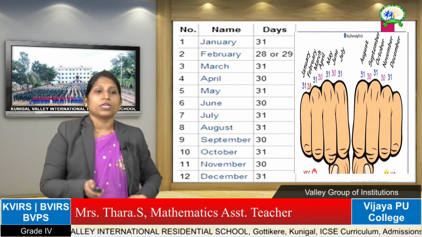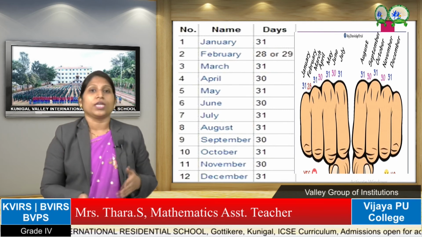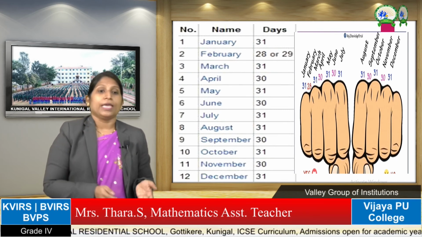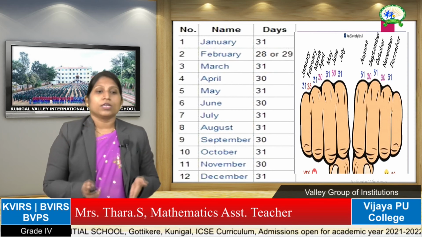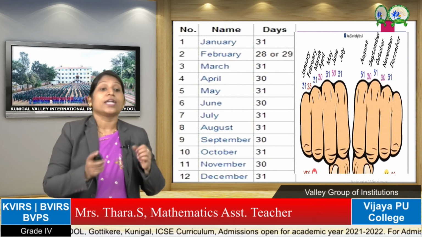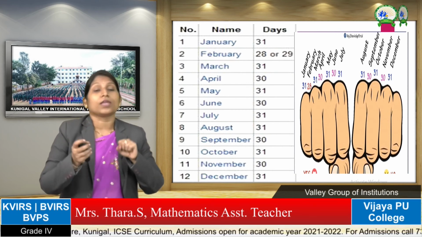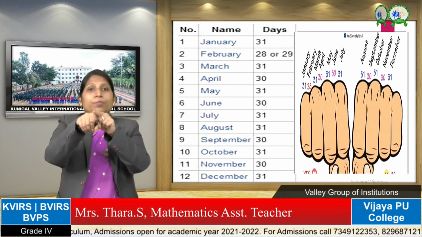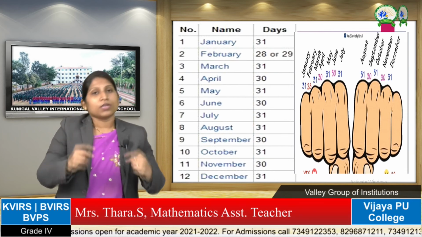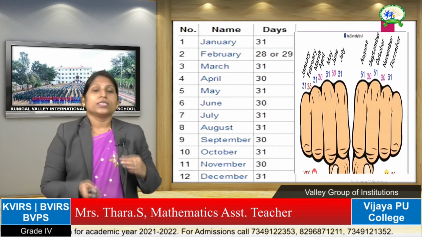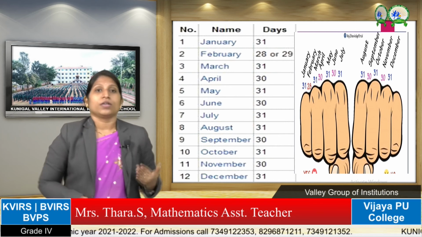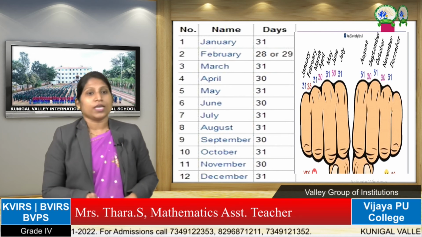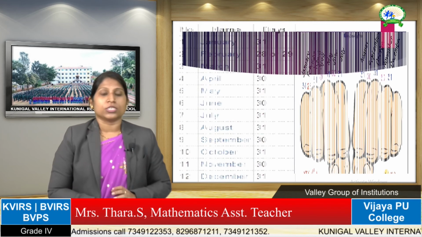Okay, January we have 31, February 28 or 29, March 31, April 30 days, May 31 days, June 30 days, and July and August both we have 31 days. Here, at July and August, again you have to start from a bump. So 31 days will come continuously, and September 30 days, October 31 days, November 30 days, and December 31 days, children.